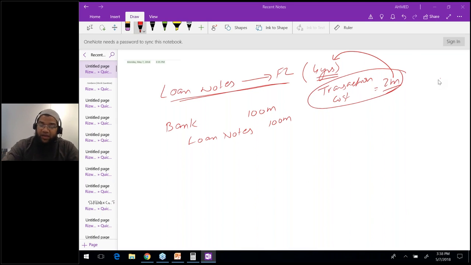So for the time being, what we do is that we debit the loan notes by $2 million and credit the bank by $2 million. Why loan notes debit? Because I have paid $2 million, but it is not an expense for me. So this means this is a type of prepaid expense for me.